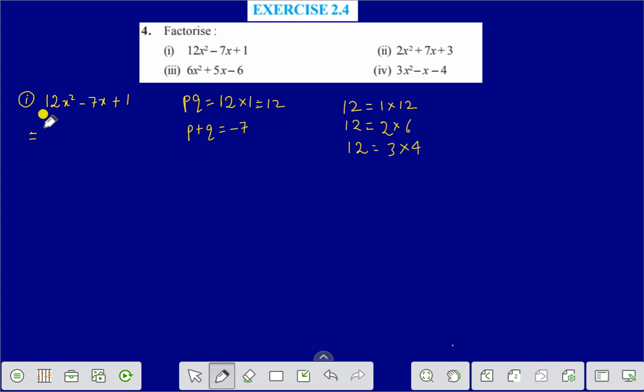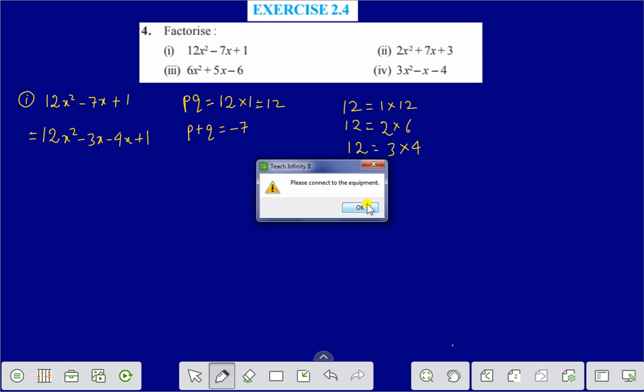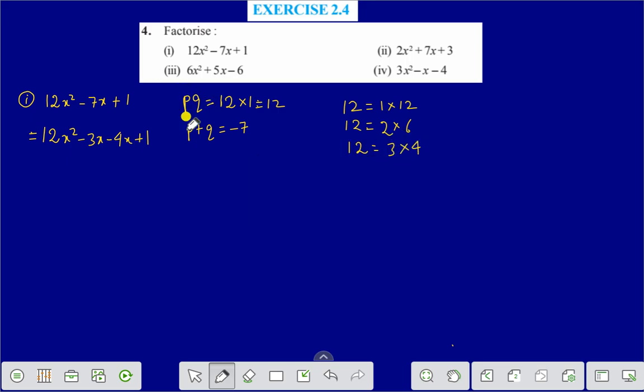Therefore, we are getting 12x square minus 3x minus 4x plus 1. Here you see minus 3 plus minus 4 is minus 7, and minus 3 into minus 4 is plus 12.